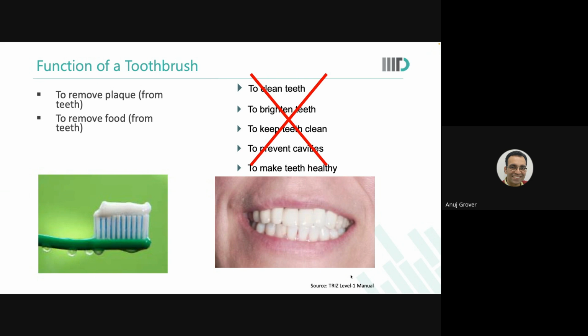Remove is the right function because you're changing the position, and you can measure what happens. But brightness, whether it is bright enough or not, is not measurable. You can take that back. Whatever verb you are using, or whatever change and parameters you're talking about, that should be measurable.